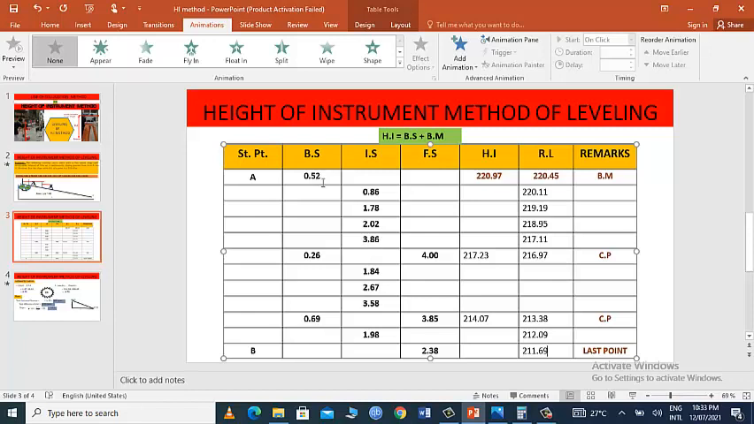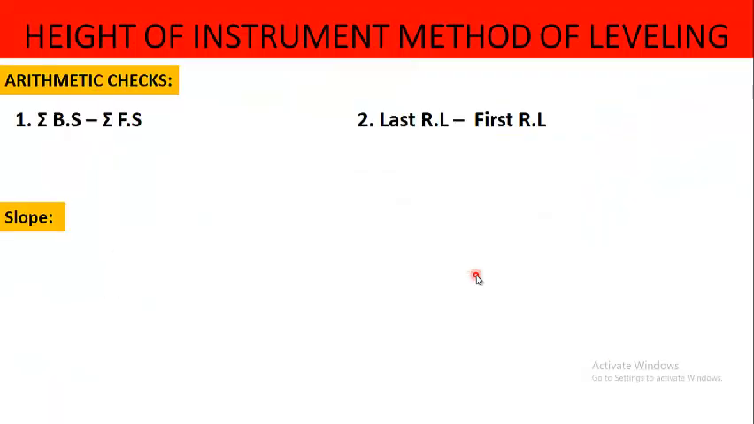Now this is our last point, and we have completed and calculated all the reduced levels from point A to point B at the consecutive interval of 30 meter. These all readings are taken at the 30 meter interval. Now after completion of the table, the next step is to check whether the calculation we have done is right or wrong. To check, we will apply these arithmetic checks.